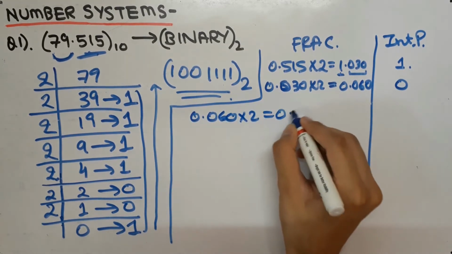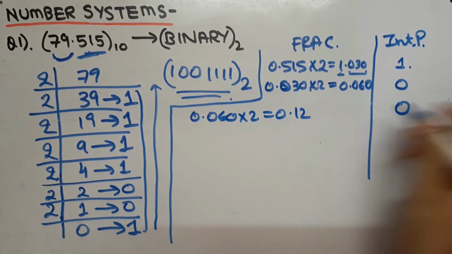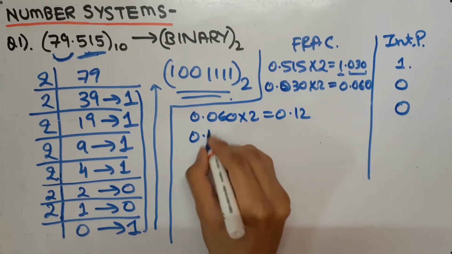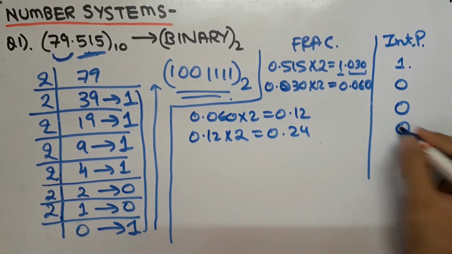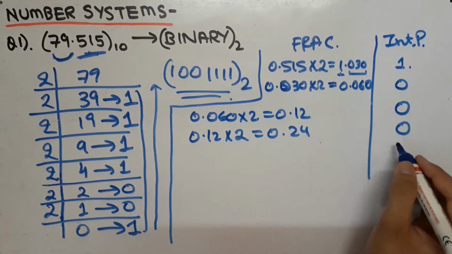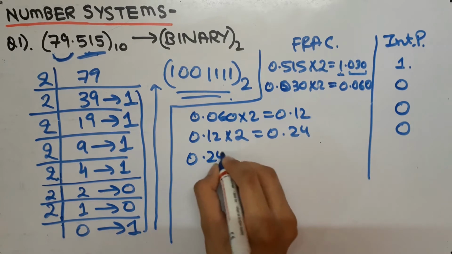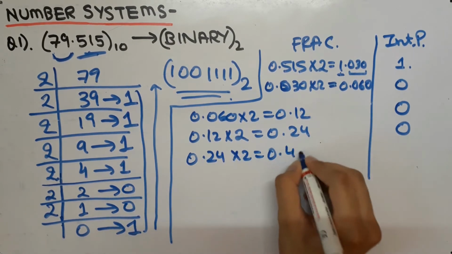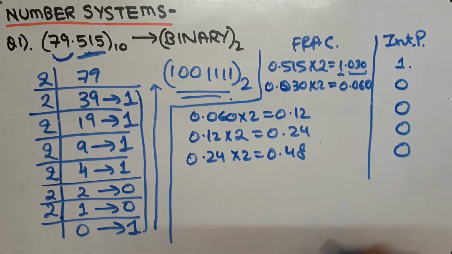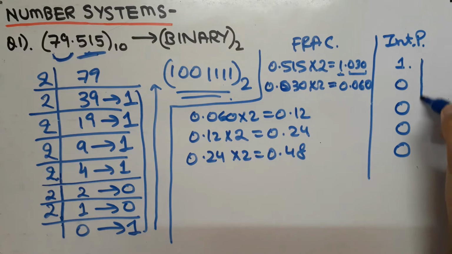On doing that you will get 0.12. Now we will proceed like this. That is, here you will get 0.24, and we will put the integer part over here, and similarly we are going to multiply 0.24 into 2 and we will get 0.48. Now guys, you can find out more integer parts if you want to, but finding 5 is enough.